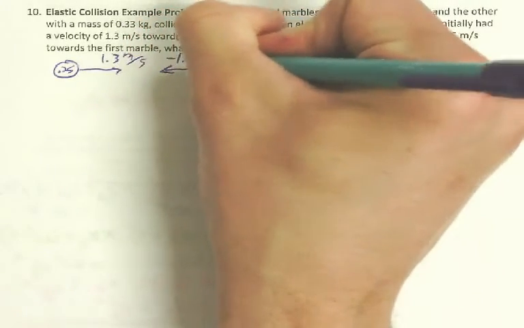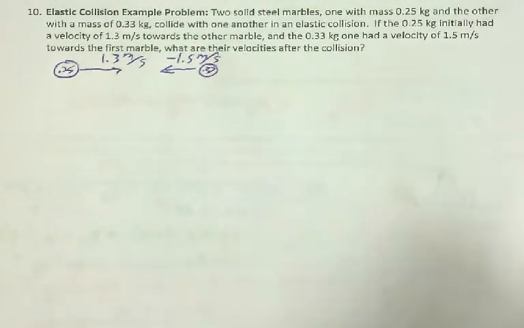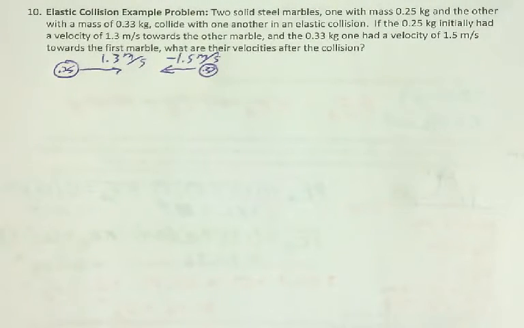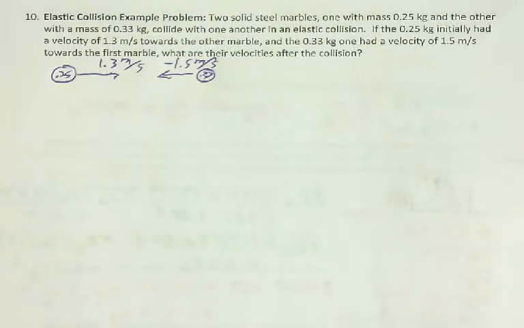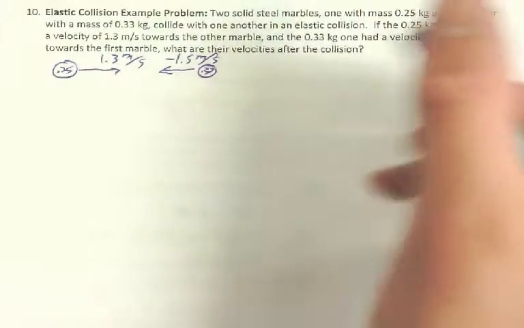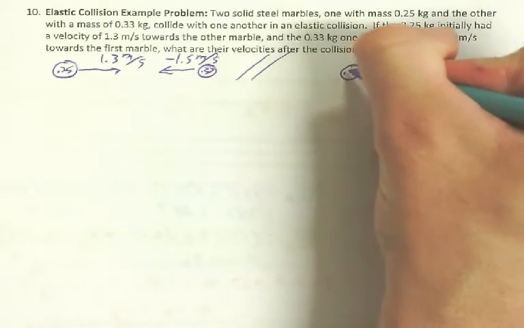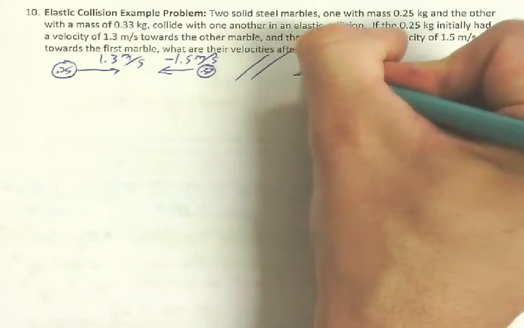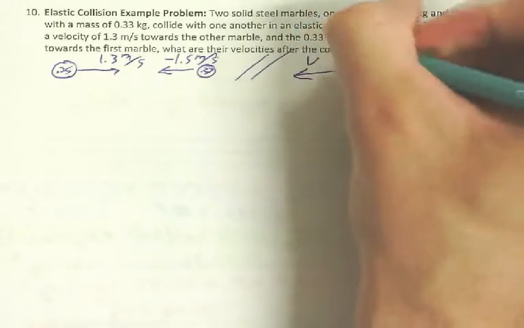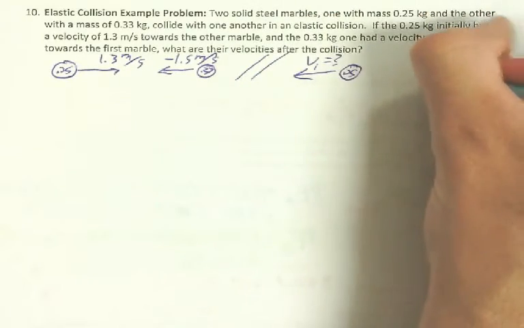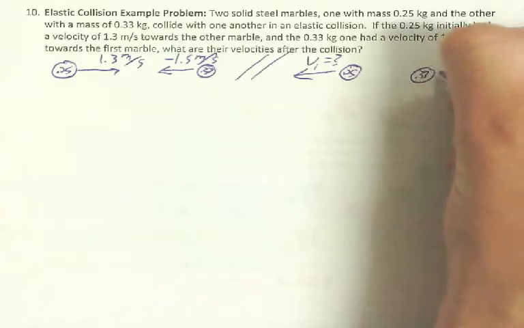Now, I know it doesn't say negative, but I know it's negative because it says it's going towards the other one, towards the first. So if they're going towards each other, one's got to be negative, one's got to be positive. And it doesn't matter which one, but one of them's got to be. After the collision, they bounce off each other, but we don't know what either one is doing. The 0.25 we know is going left, but we don't know how fast. We'll call this 1. And the 0.33 one is going to the right, but again, we don't know how fast.